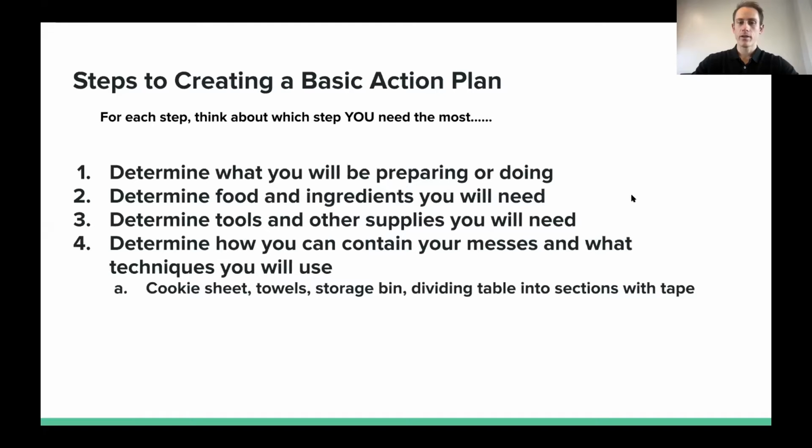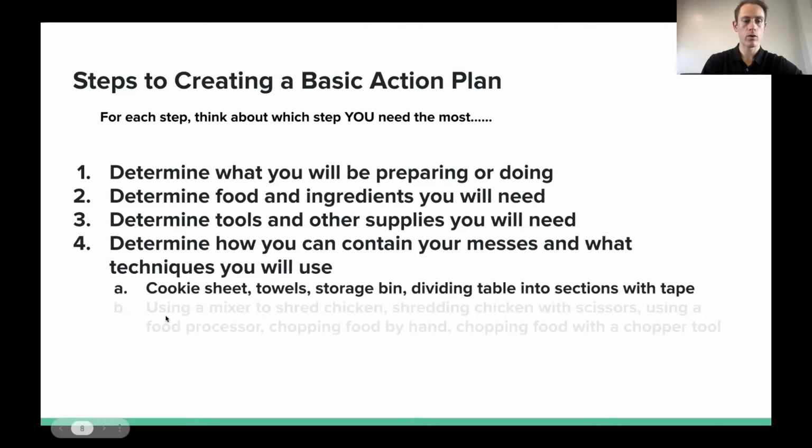Okay, so back to the basic action plan that we're talking about. Again, hopefully you've had a chance to kind of think about one thing or one step that would help you the most right now with where you're at. So we will go over these a little bit more.